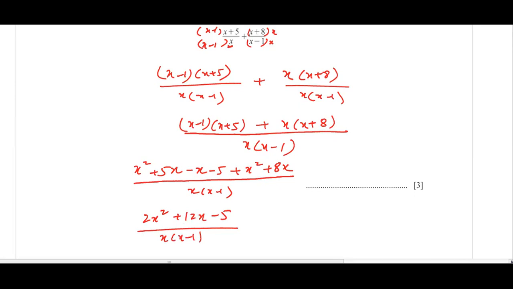Now we can try to factorize this one. 2 and 5 will make minus 10. So try to make the factor of 10. 1 into 10, 2 into 5. So no, it cannot be factorized further. This is its simplest form, you can say. We already wrote it in the simplest form, so that's it. No further simplification will be possible for that one.